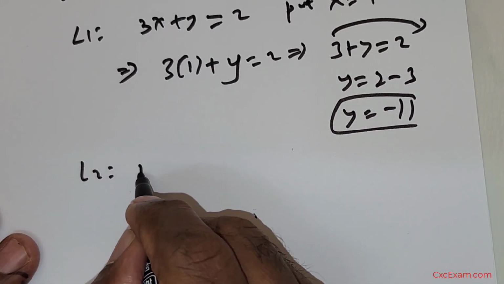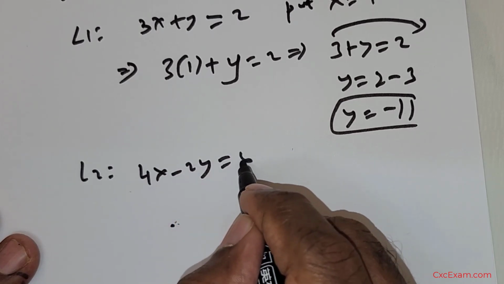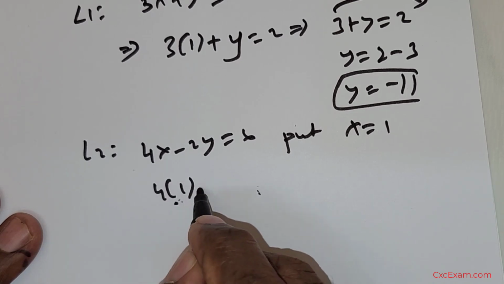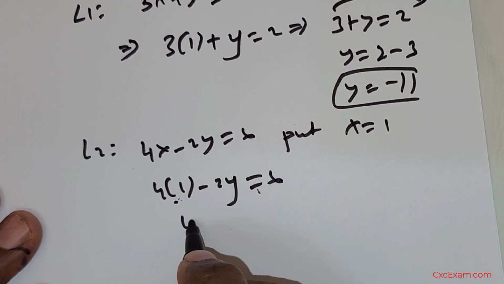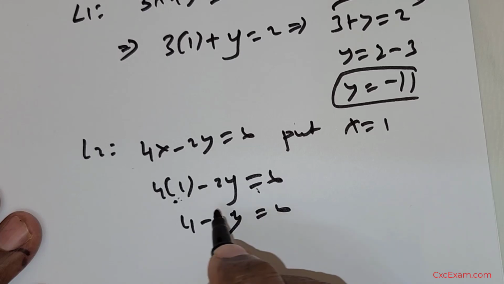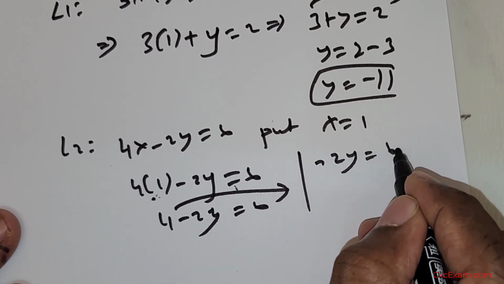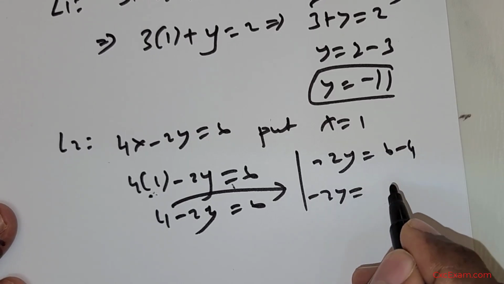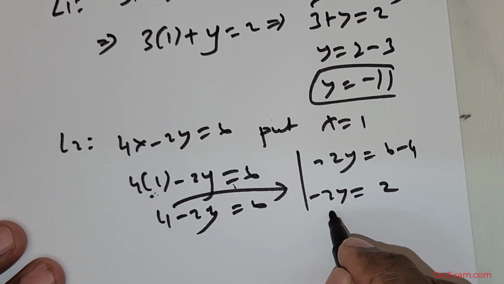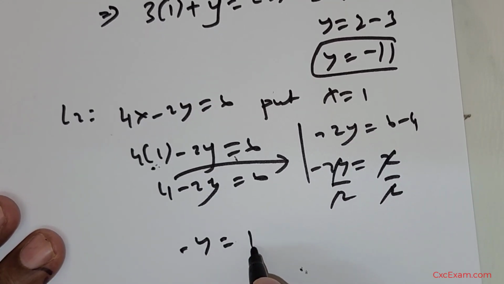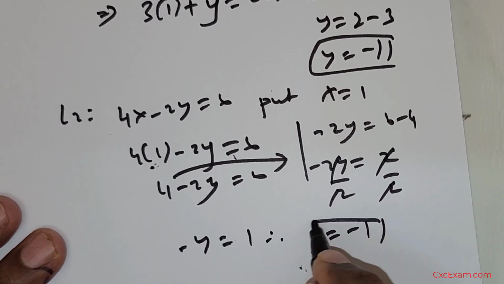Now L2, 4x - 2y = 6. Put x = 1. So this is 4(1) - 2y = 6. 4 - 2y = 6. Push this 4 to the other side, you get -2y = 6 - 4. -2y = 2. So you divide by 2 on both sides. You get -y = 1. Therefore y = -1.